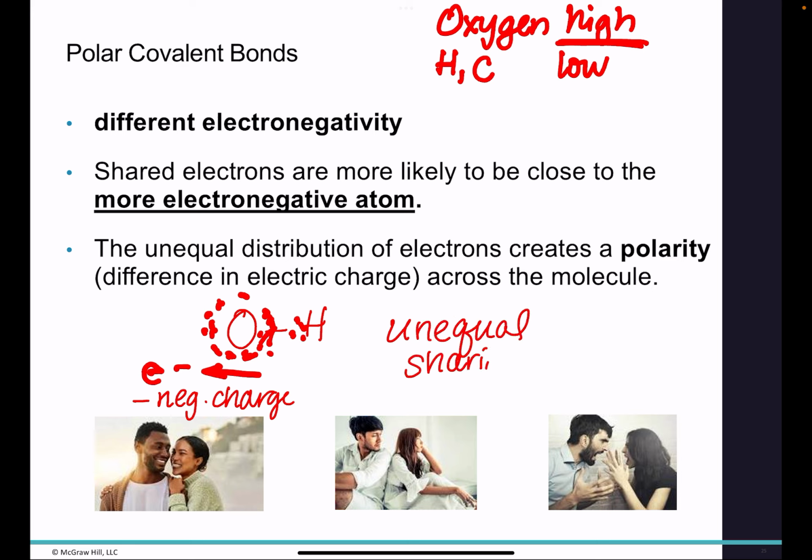sharing of electrons, which means that one is going to pull a little bit more. So I like to think about this as like kind of a normal relationship with its ups and downs. Sometimes you fight because someone is taking a little more, the other one is giving a little more, and so on. So you have sort of an imbalance in what's happening in that relationship.